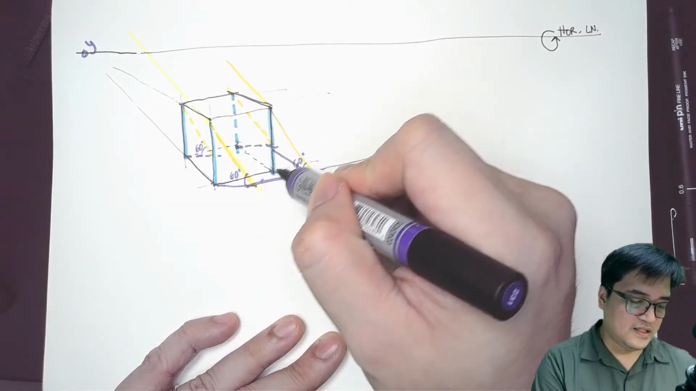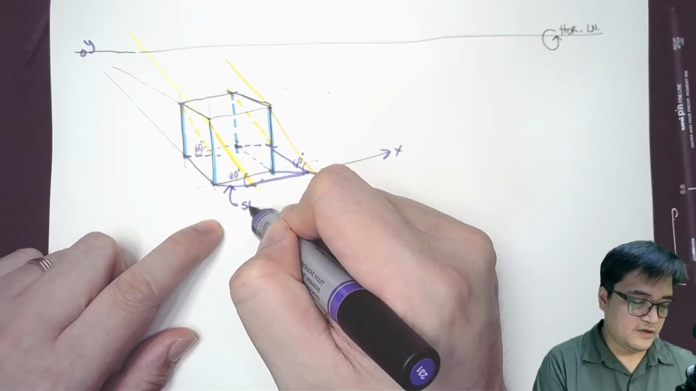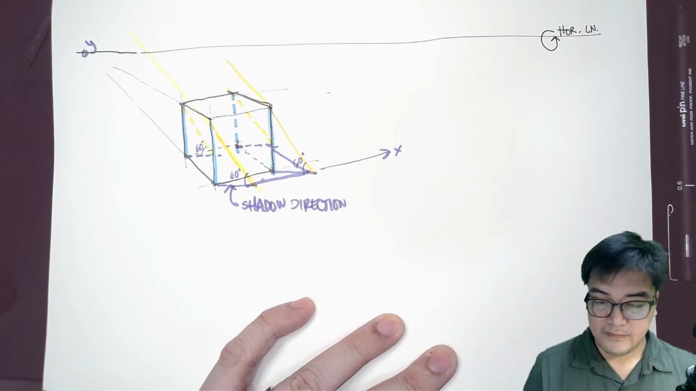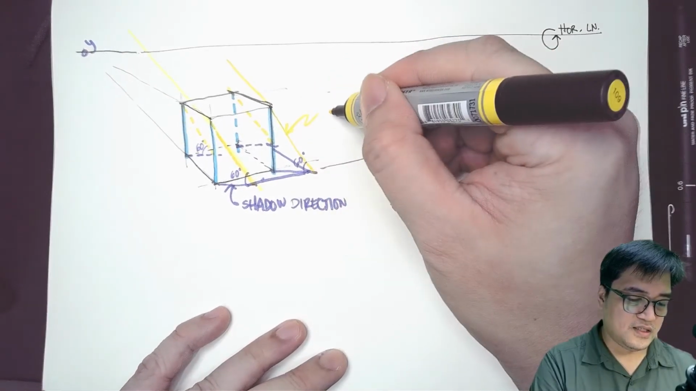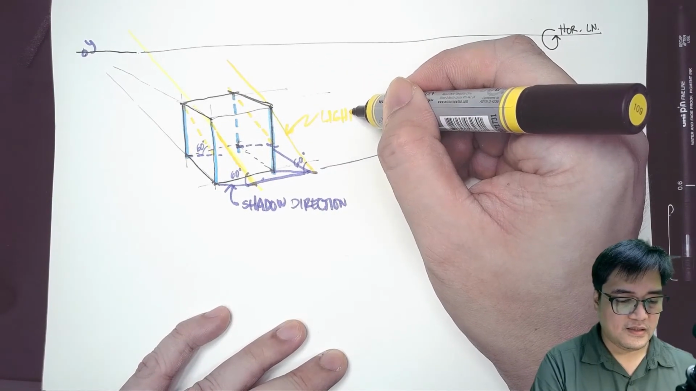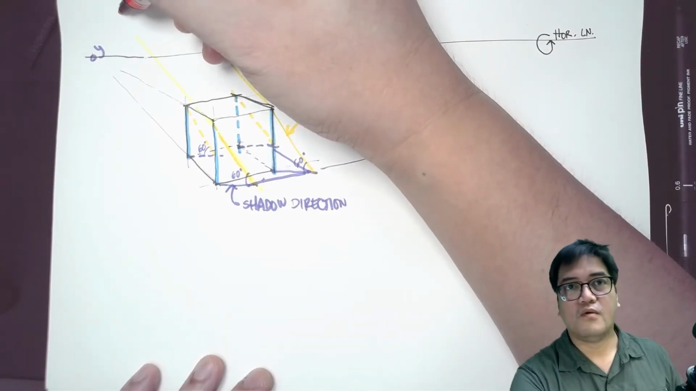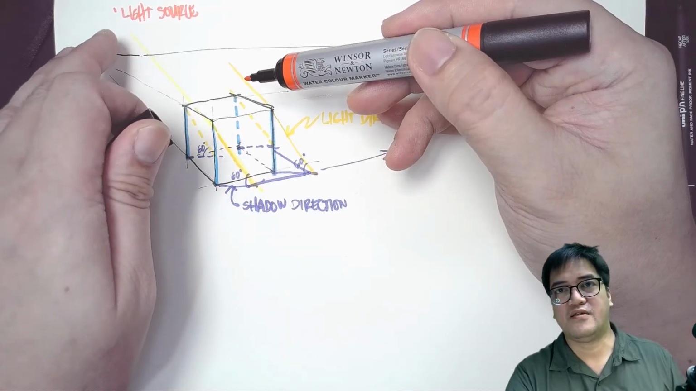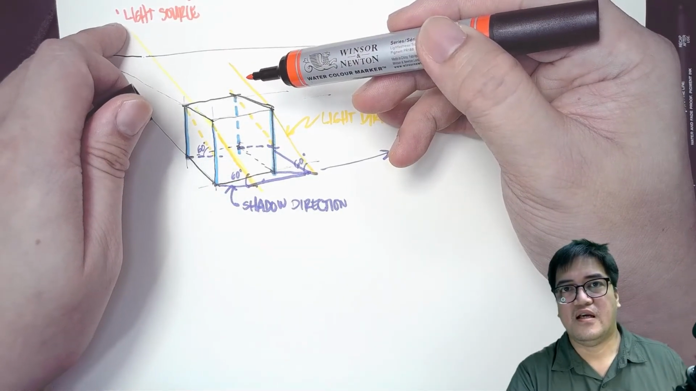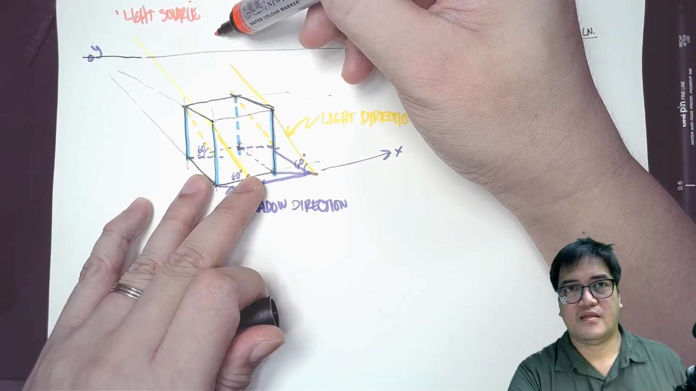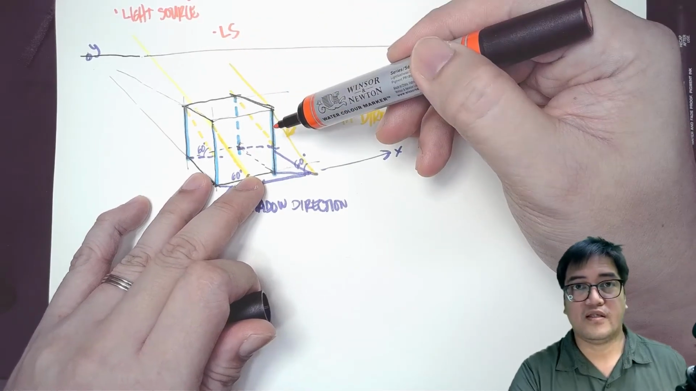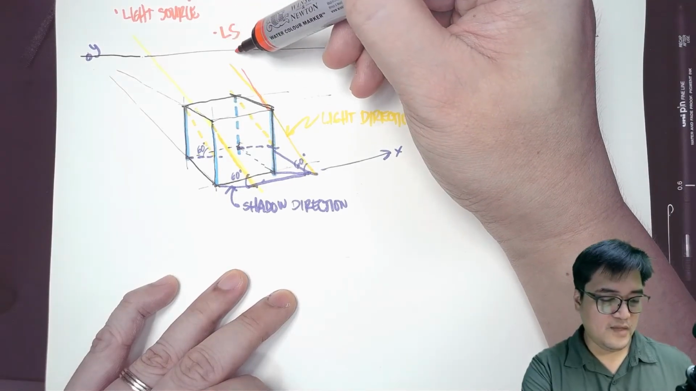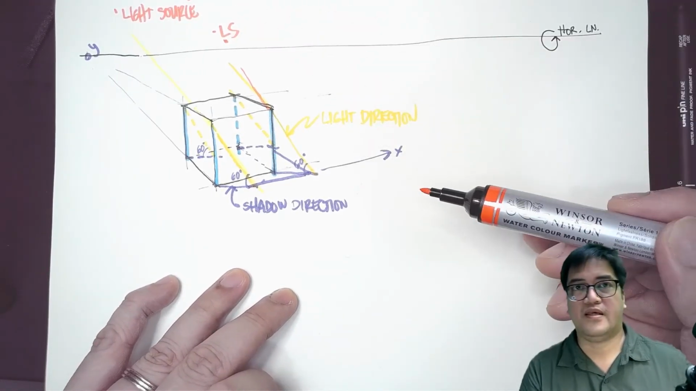So we could call this your shadow direction. That's perpendicular to the horizon line. And then we can call this your light direction. And of course, we have the light source or the point. The light source is not specifically a point somewhere, but it is the same because we're following the same angle, which is 60 degrees, which is that. So the light point, for example, for this one is going to be here.